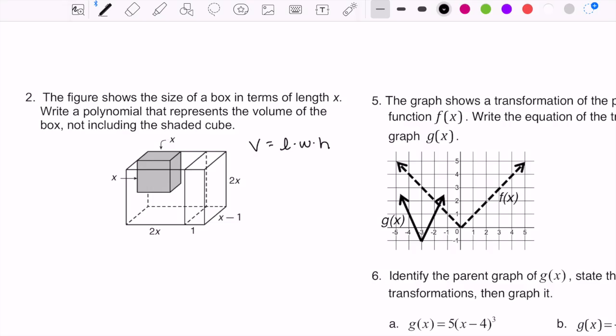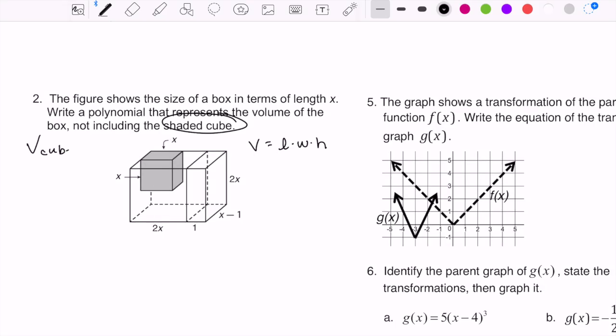There's lots of different ways you can do this, but this says it's a cube. So the volume of the cube is just going to be x times x times x, which is just x cubed. So if we want the volume of the whole box, but not that cube, we're just going to end up subtracting out x cubed. For the rest of this right here, we need to figure out the dimensions. So one dimension is this one, that's just going to be 2x plus 1. And then another dimension is that guy, which is just x minus 1. And then our third dimension is this one, which is 2x.